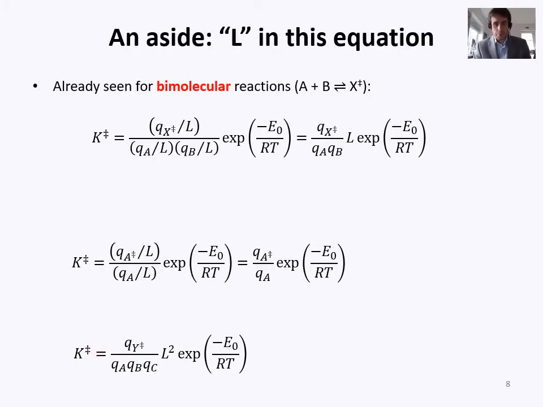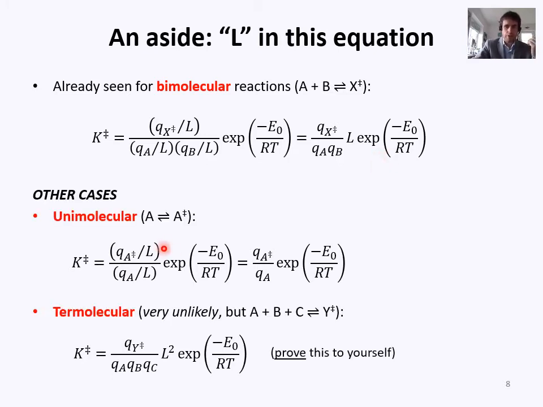Okay, just as a brief aside, I wanted to explain the origin of L and show you that these equations are going to be different depending on the type of reaction we're talking about. So transition state theory doesn't just need bimolecular reactions. We can talk about unimolecular reactions, and we can also talk about termolecular reactions. In each case, we have a different presence of Avogadro's number within the equation. Okay, so you can see it here.